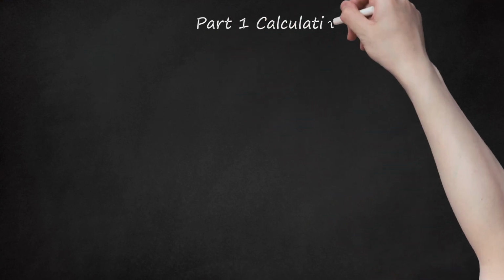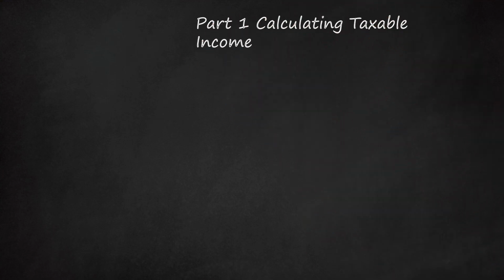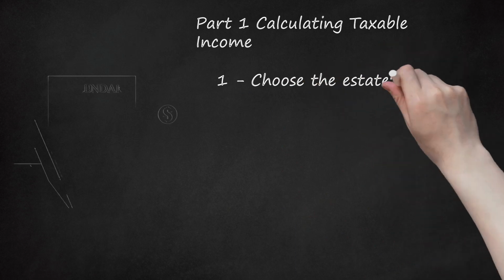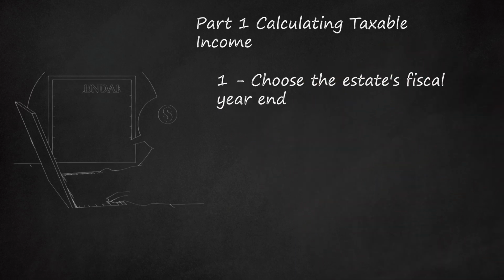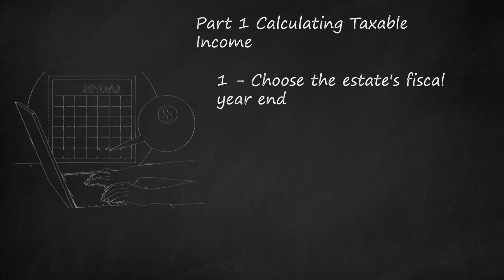Part 1. Calculating taxable income. 1. Choose the estate's fiscal year end. An estate may end its fiscal year on the last day of any month, as long as the number of months doesn't exceed one calendar year. All trusts must use the calendar year. If you are eligible to make an election, you must do so by filing the estate's first income tax return with the selected year end.